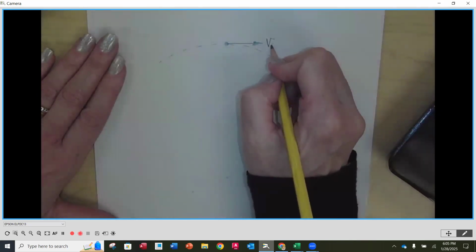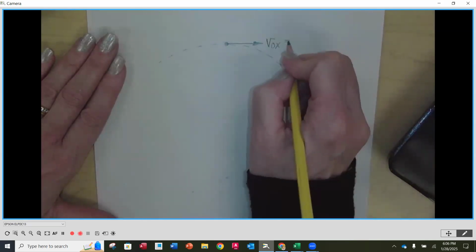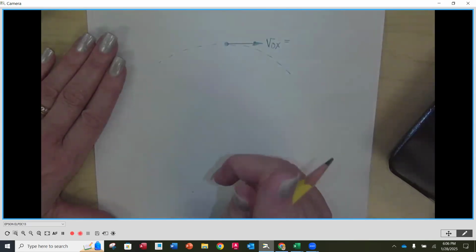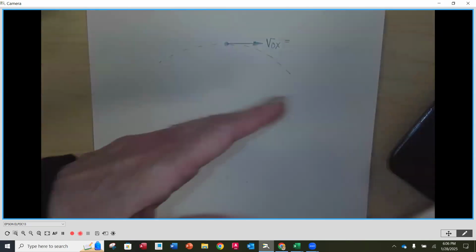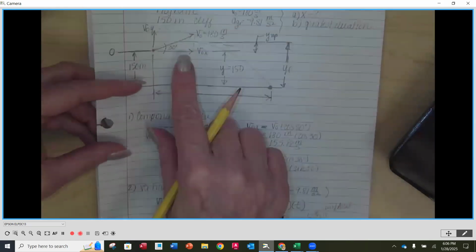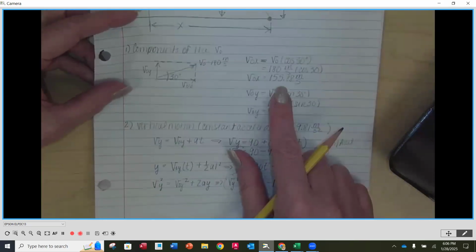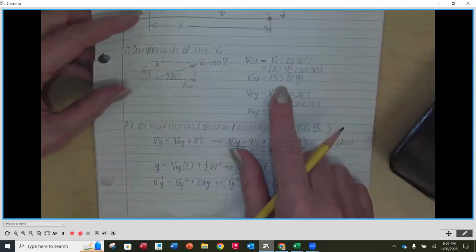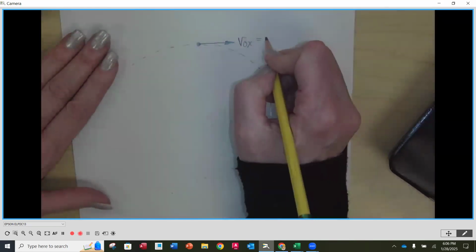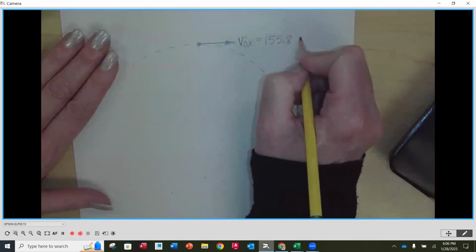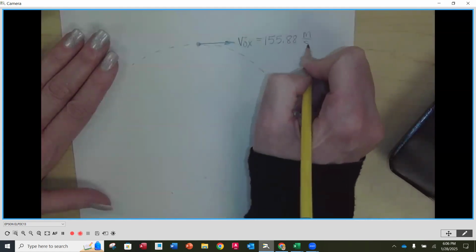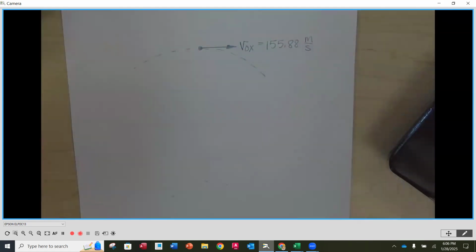So this is going to be VOX, and we know that from problem 1110. We calculated it. I'm going to go back to our little sample here. So here's VOX, and we calculated it to be 155.88 meters per second. Okay, so I'm going to identify that. So that's going to be 155.88 meters per second, and it's going in that direction because that's the way that it's being thrown.